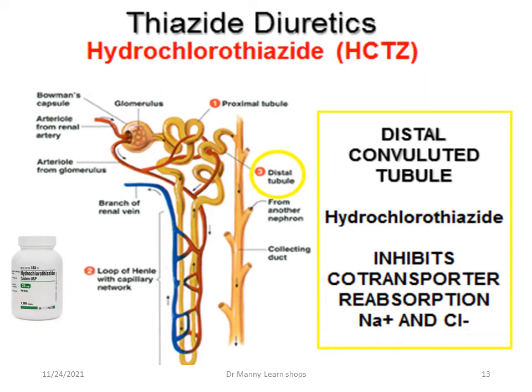The next group are thiazide diuretics. And if we look at them, we're looking at, probably a common one is hydrochlorothiazide. And this has an effect on the distal convoluted tubule and inhibits co-transporter reabsorption of sodium and chloride.